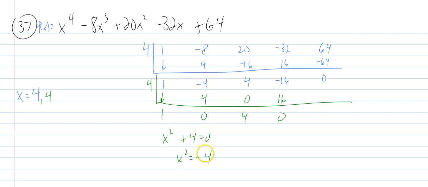X squared equals negative 4. Take the square root, so we're getting both positive and negative 2i. So here are our 4 solutions. 4 is considered a double root, so it counts towards the 4 solutions we're expecting. Positive 2i and negative 2i are the other solutions.